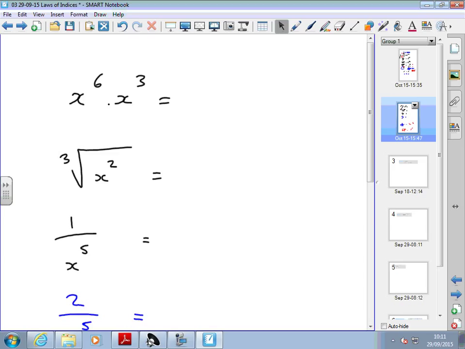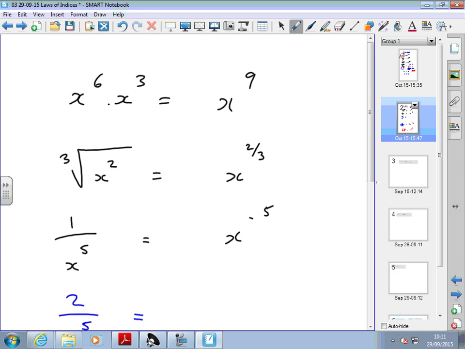x to the 6 times x cubed would be x to the 9. You don't necessarily need to write these down, they'll be in the video just to look at them. How can I rewrite the cube root of x squared? x to the 2 over 3. How can I rewrite 1 over x to the 5? x to the minus 5.